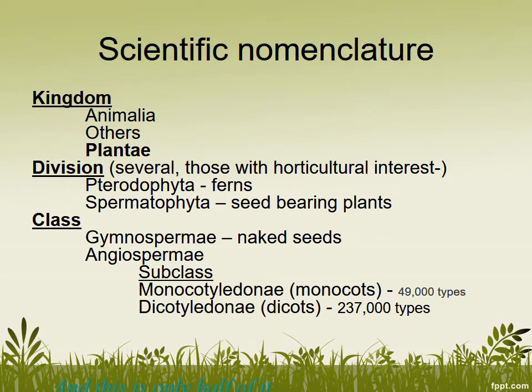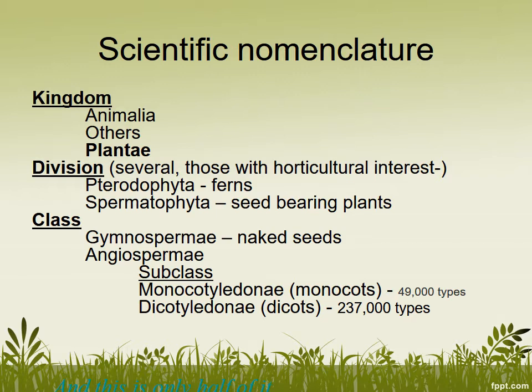Below that is further broken down under the seed-bearing plants into different classes. One class is gymnosperms. They make naked seeds. Some examples are pine trees, and we're going to look at some more examples in a moment. And then angiosperms, which are plants that have seeds that are surrounded by some type of fruit.